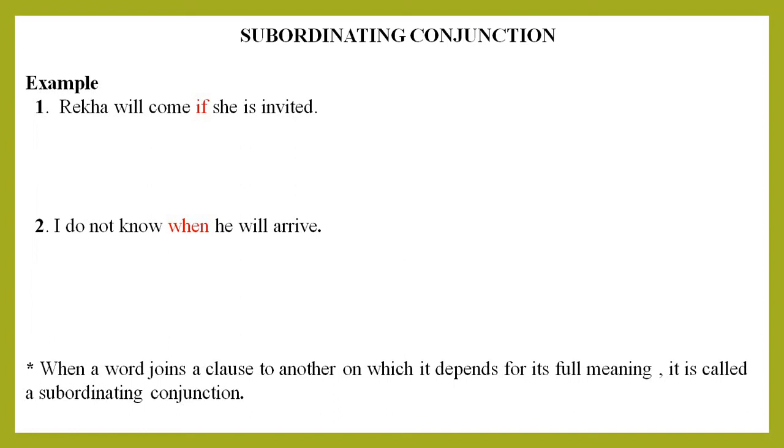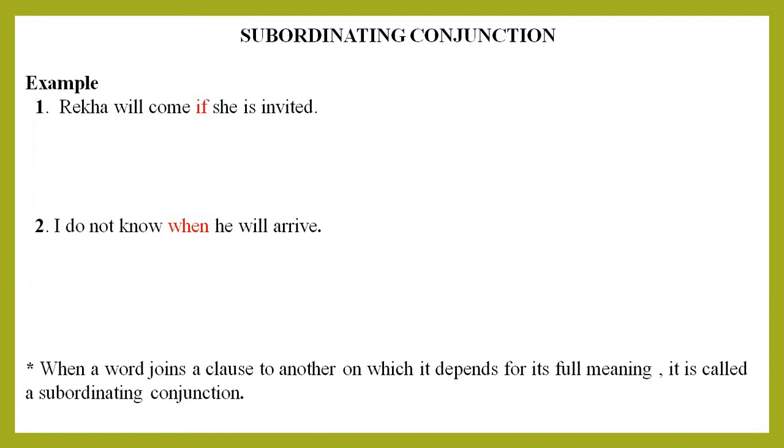So let's know subordinating conjunction. Dear students, as you know well, subordinate means dependent. So, for understanding this, let's see examples. Rekha will come if she is invited. Second, I don't know when he will arrive. So, dear students, here in the first example, the phrase "if she is invited" depends on the clause "Rekha will come", and in the second example, the phrase "when he will arrive" depends on the clause "I don't know" for its full meaning.